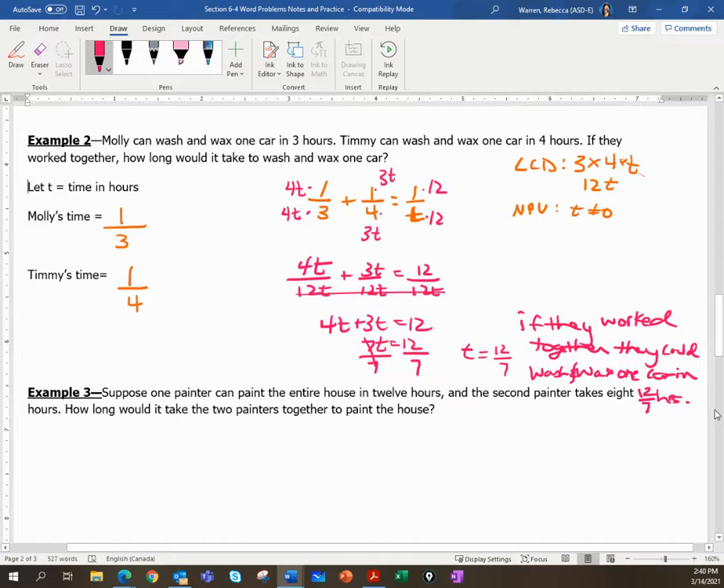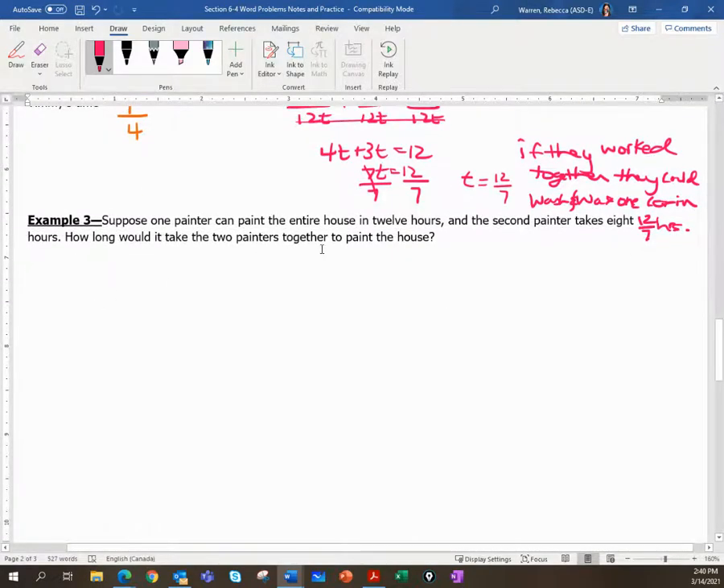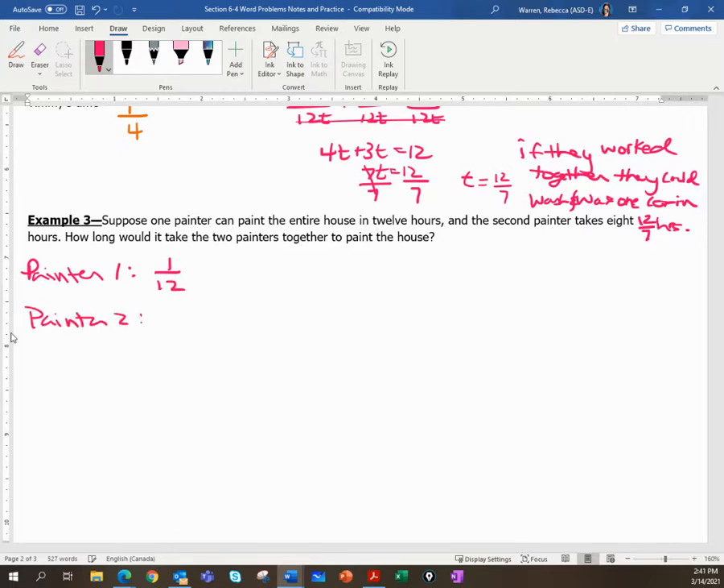That's it. So for example 3, wow, my writing is not good on this. Sorry. For example 3, I will probably just set it up for you and then leave it for you to solve as well. So example 3 says, suppose one painter can paint the entire house in 12 hours. So painter 1 can paint one house in 12 hours. And the second painter takes 8 hours, so one house in 8 hours. How long would it take the two painters together to paint the house?